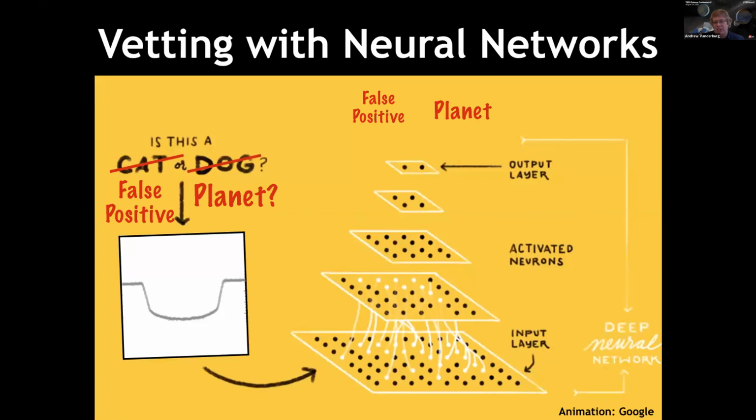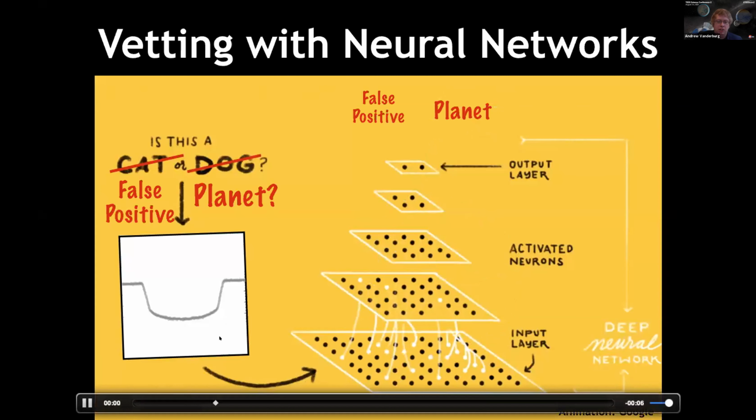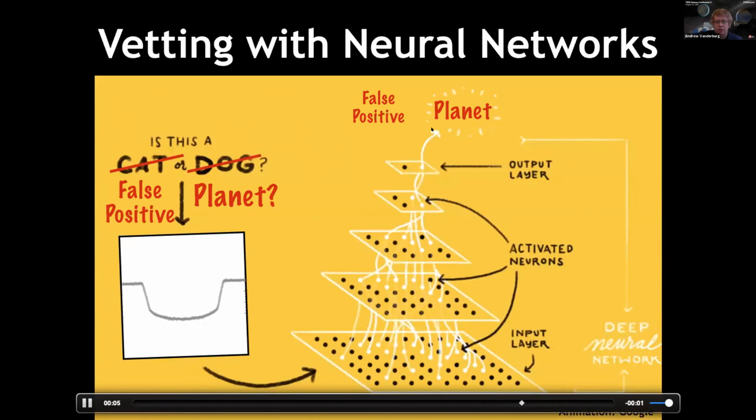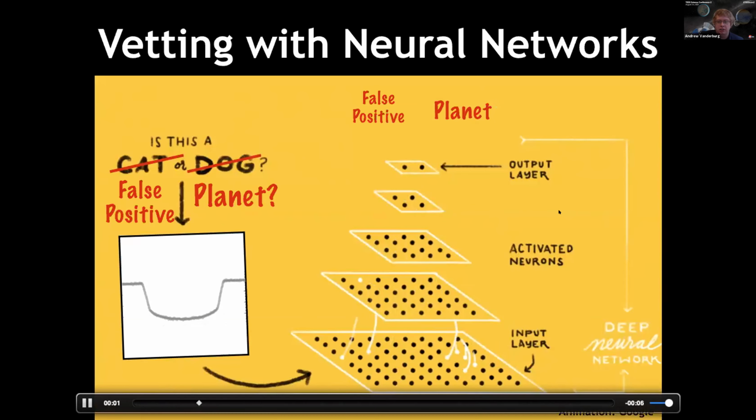We want to do exactly the same thing, but instead of sending in pictures of cats and dogs, we want to send in light curves or one-dimensional images of planets and false positives. And hopefully our system that we implement will do the same thing. It will take this image of a very nice planet light curve from Kepler and spit out a classification of planet at the end.